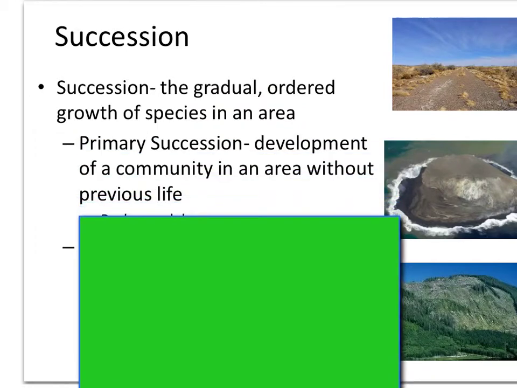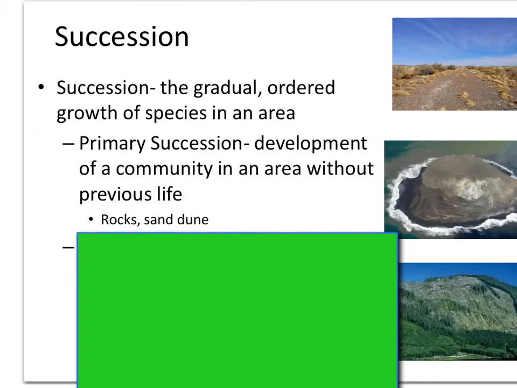So there are two different types of succession. The first one is primary succession. This is when you get development of a community in an area without previous life. So for example, on rocks or on sand dunes or a brand new volcanic island, there's really nothing there. So life has to start from scratch. There's no toehold at all.